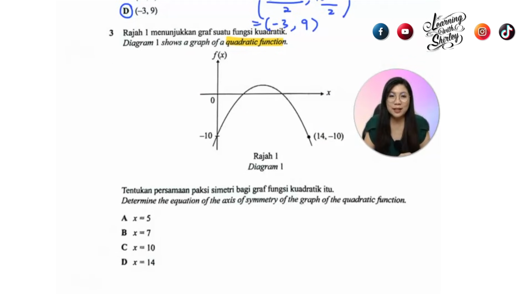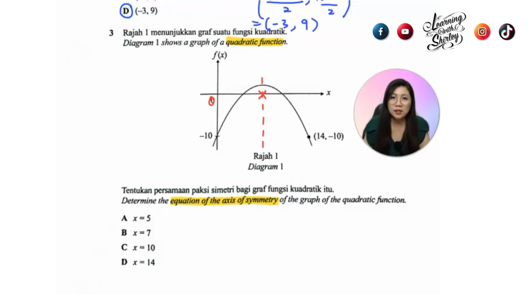Let's look at question number 3. Diagram 1 shows a graph of a quadratic function. Determine the equation of the axis of symmetry of the graph of the quadratic function. So where is the axis of symmetry? In the middle here, right? It's like a mirror. So we need to know what this x value is. In order to get this x value, we need to find the midpoint.